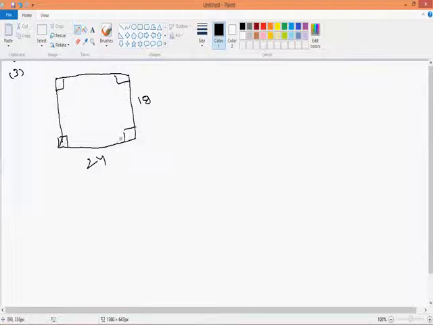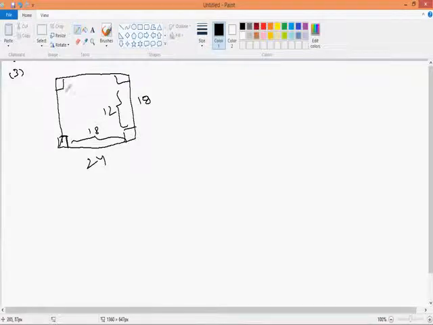So 3 gone from here, 3 gone from here. What is remaining? 24 minus 6, 18. 3 gone from here, 3 gone from here. What is remaining? 18 minus 6, 12. Now it is being said that the remaining sheet is folded upward. This sheet, this one, is folded upward, and this one is also folded upward. So obviously a box will be formed, of which the upper part will be open and the lower part will be covered. So we have to find the surface area of the box. This will be our challenge.